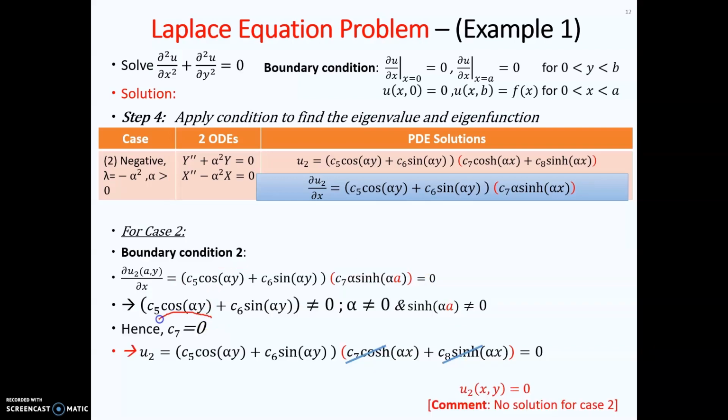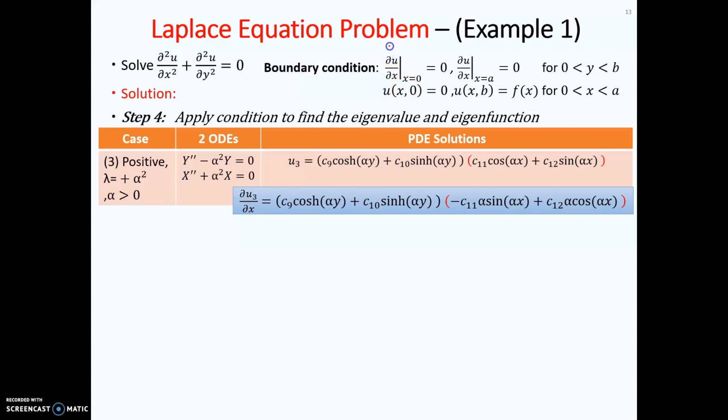In this case, you succeed in obtaining C7 and C8 equal to 0. Therefore, if you substitute inside the PDE solution here, 0 multiplied with this, you obtain U2 equal to 0. Therefore, there is no solution in this case. We continue to apply the boundary condition for the third case.